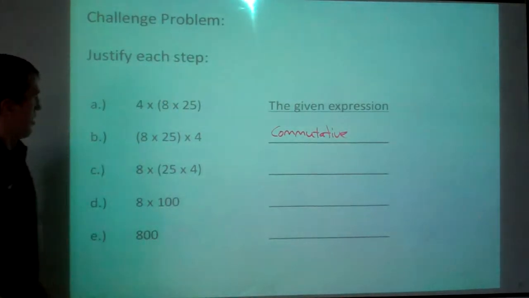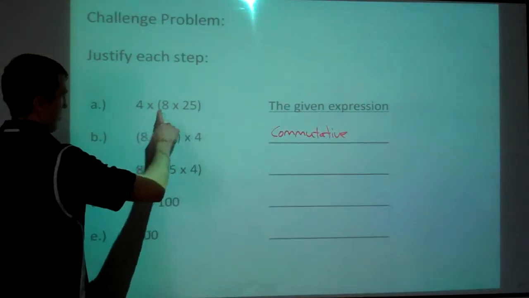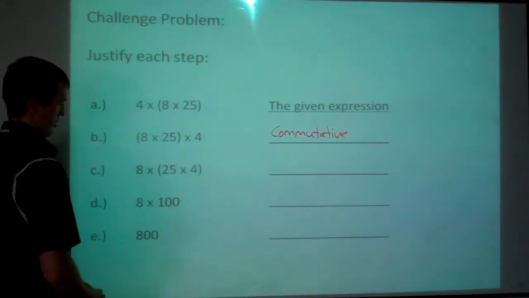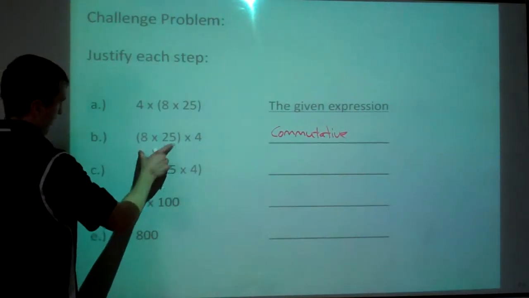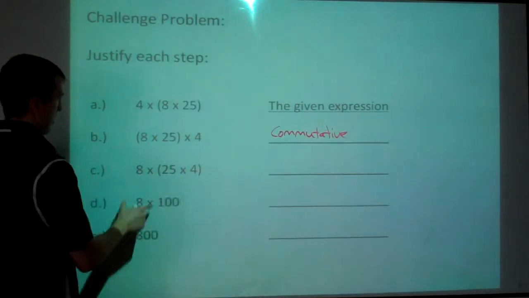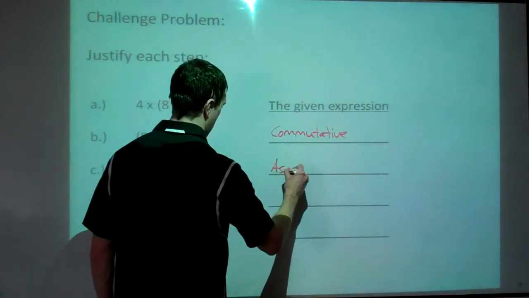Okay? Now if we look, and if you notice, the same thing in parentheses here, same thing in parentheses here. The order switched around. Okay, and then from here, the order is the same, 8s, 25s, 4s, but the parentheses shifted over. This is associative.